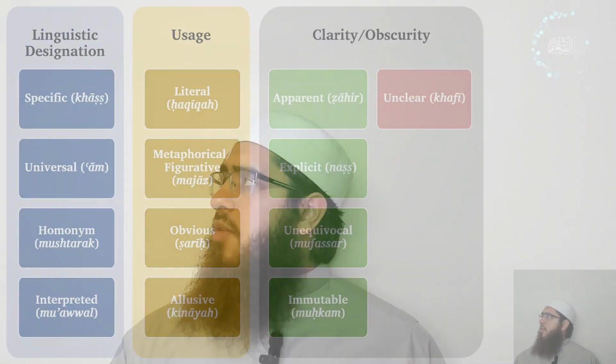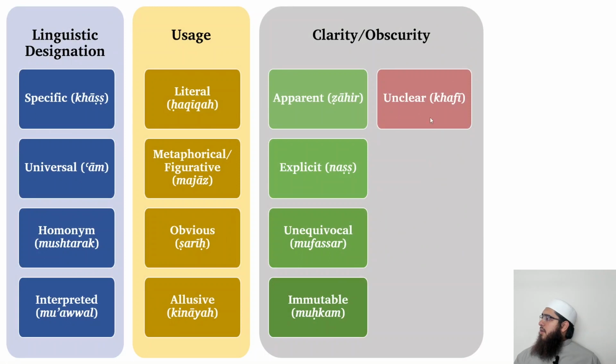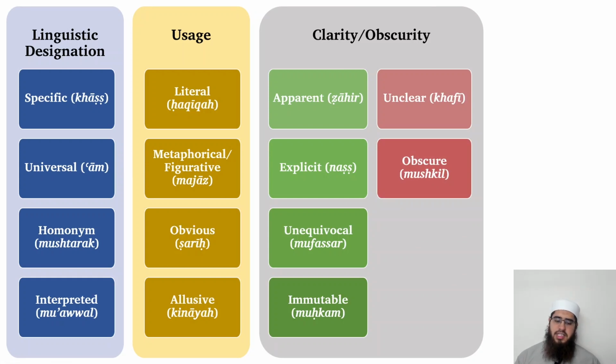Okay, so we've covered the first level of obscurity. If I just remind you, the first level of obscurity was khafi, which is unclear. Now we move on to the next level, which is mushkil. Mushkil means difficult, but I've translated it here as obscure, right? Now the literal meaning is difficult, i.e. it's difficult to get a meaning from it.